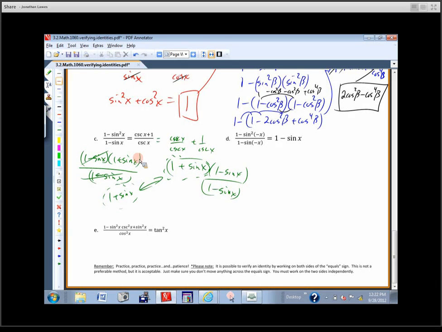Okay? Between now and Monday, if you take a look at D and E, see if you can figure those out. We'll do some more problems on Monday, and we'll correct 2.4.